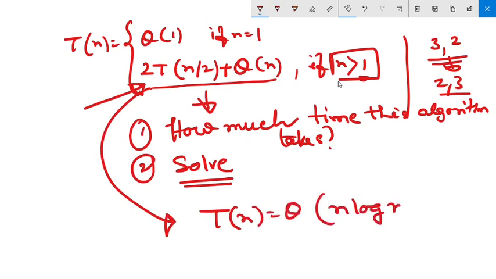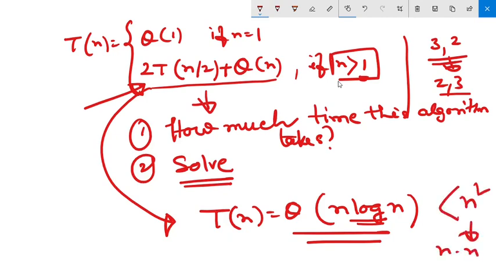Merge sort algorithm, many of you might be knowing already. Merge sort and quick sort, they both take n log n time. n log n time is less than n square. Remember that, because n square can be written as n into n, and n is greater than log n. So this is less than n square. This is the result we are expecting.